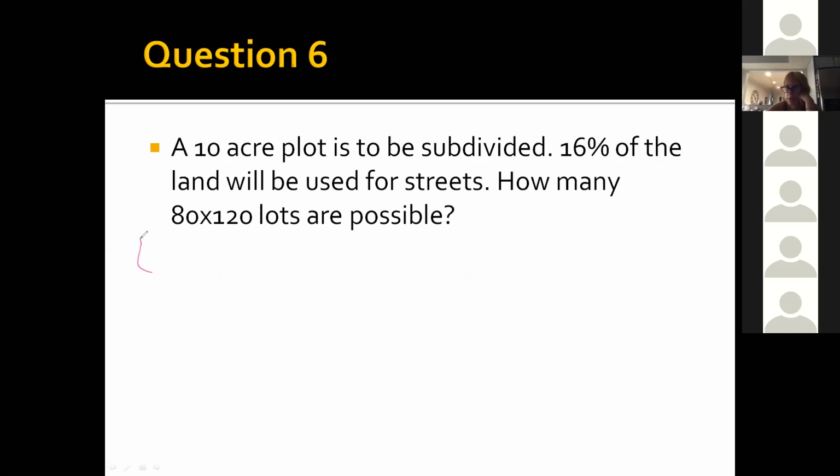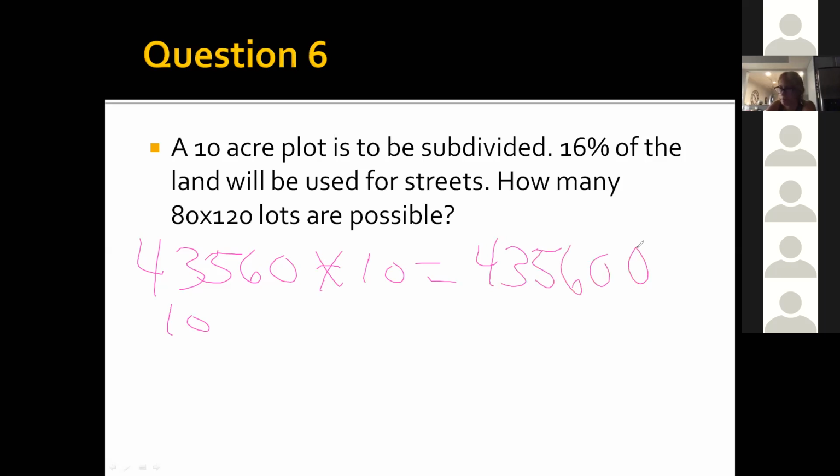Yep. There. So an acre is 43,560, and we have 10 acres. So we're going to multiply that to see how many square feet we have altogether. So 43,560 times 10. You can do it on your calculator, but I know that when we multiply by 10, we just add a 0. So we got this as our square feet, 435,600. That's how many square feet we have available to build.